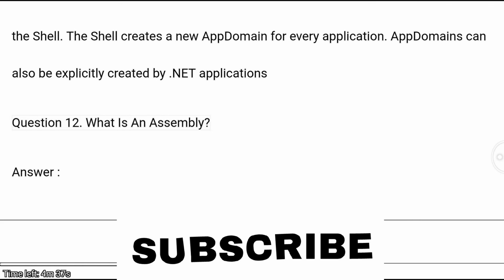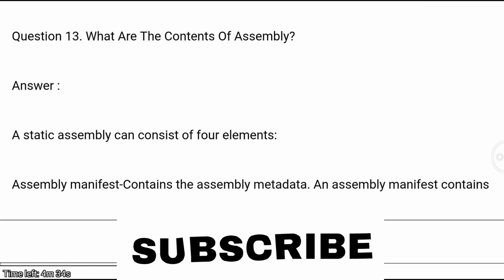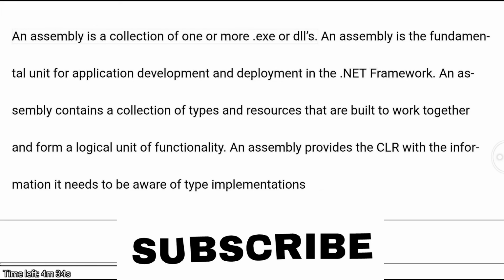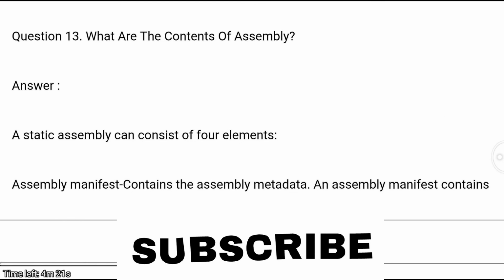Question 12. What is an assembly? Answer. An assembly is a collection of one or more EXEs or DLLs. An assembly is the fundamental unit for application development and deployment in the .NET framework. An assembly contains a collection of types and resources that are built to work together and form a logical unit of functionality. An assembly provides the CLR with the information it needs to be aware of type implementations.